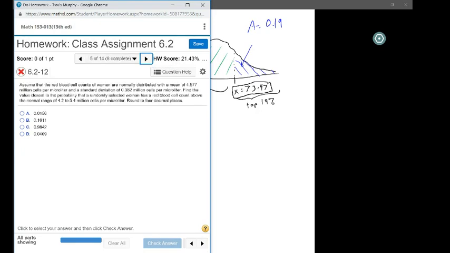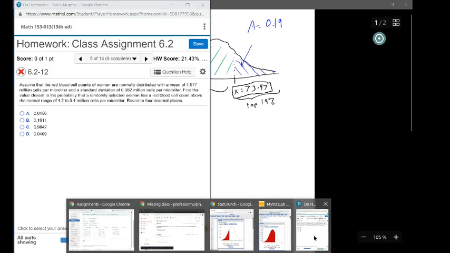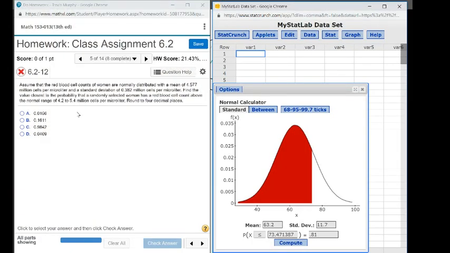Assume red blood cell counts are normally distributed for women with a mean of 4.577 million cells per microliter and standard deviation of 0.382 million cells per microliter. Find the value closest to the probability that a randomly selected woman has a red blood cell count above the normal range of 4.2 to 5.4 million cells per microliter.